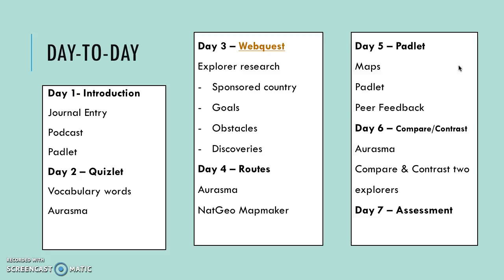On day 6, students will work with a partner. They will pick 2 explorers to compare and contrast, looking at their goals. Did they meet their goals? What were the routes that they took? What countries sponsored them? What obstacles did they face? And what discoveries did they have?